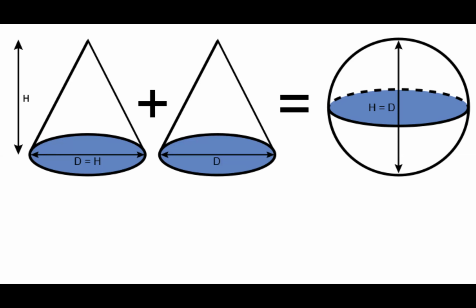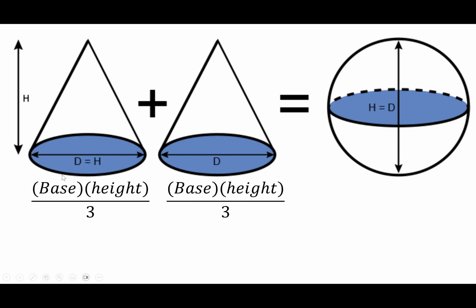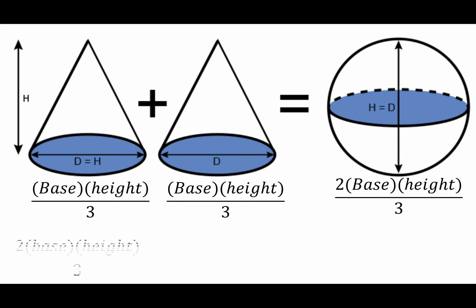Now, last time we talked about the volume of a cone. We said it was going to be the area of the base times the height divided by 3. Okay? So if I have 2 cones to make a sphere, we can say, well, it's going to be 2 times the base times the height divided by 3, because I have 2 cones, right? 1 cone is base times height divided by 3. So 2 cones, we can say it's 2 times the base times the height divided by 3. Now, let me work on this a little. So let me write down here 2 times the base times the height divided by 3.